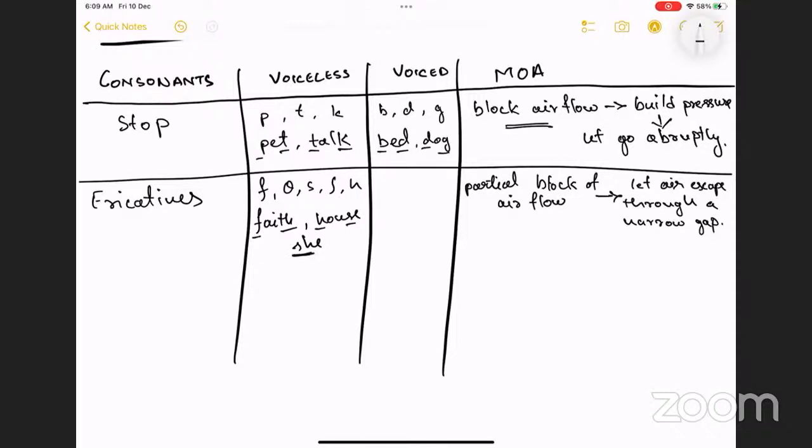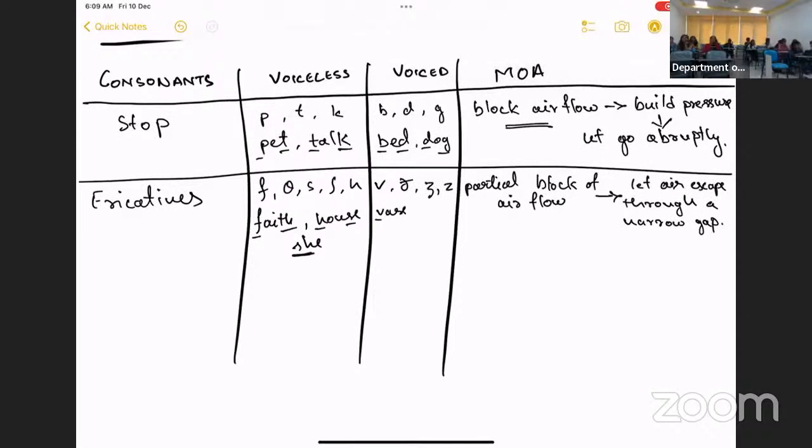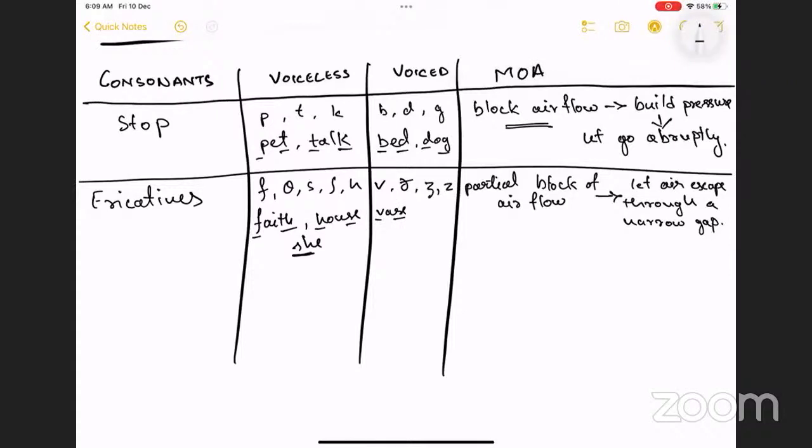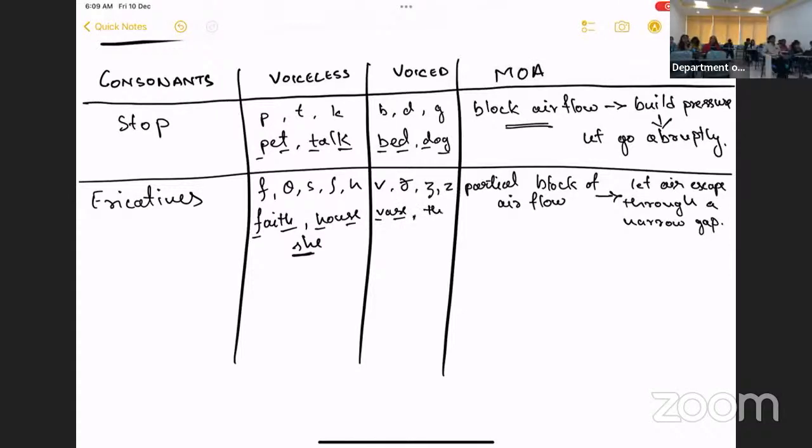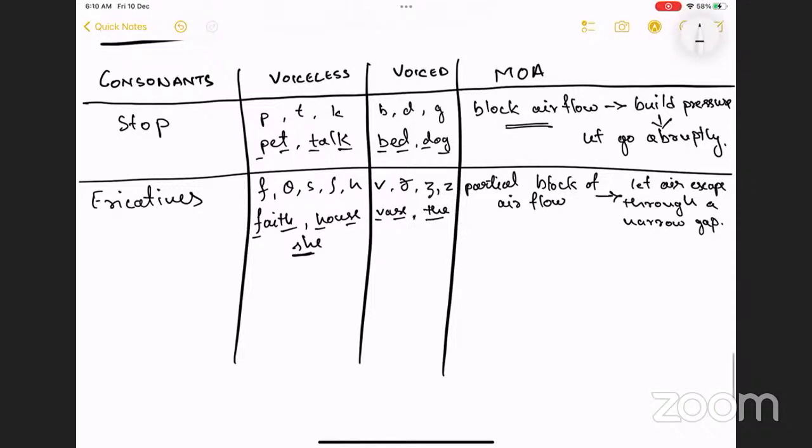Now, what are the voiced fricative consonants here? We have v, and then we have z, then the th in the, and then we have zh. Sorry, I keep getting confused between the two. So we have vase, we don't say base, we say vase, v, and z. And then you have the word the itself, the voiced th, and then you have rouge, zh. So you have v, z, th, zh.